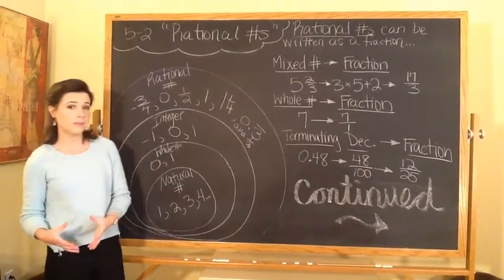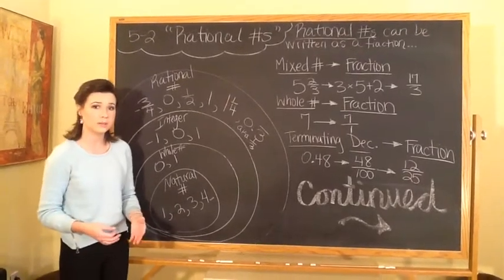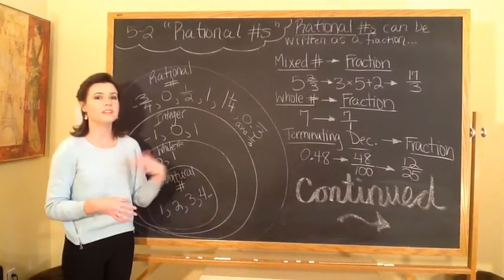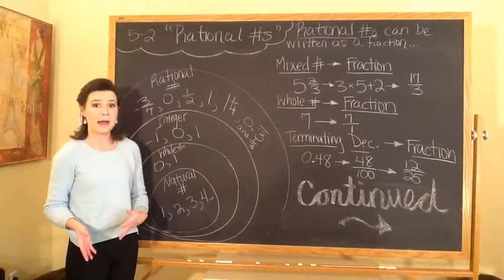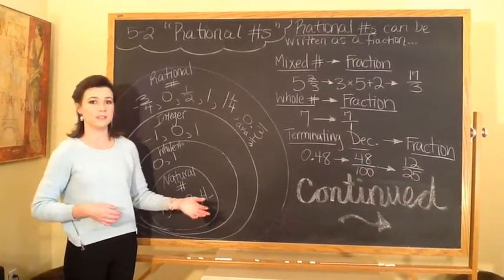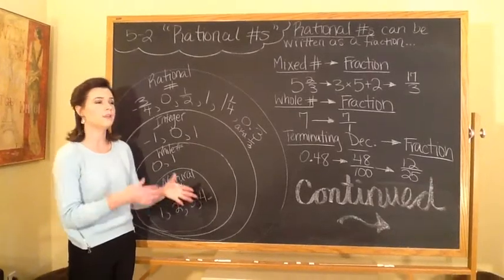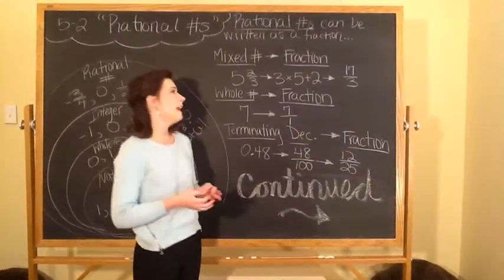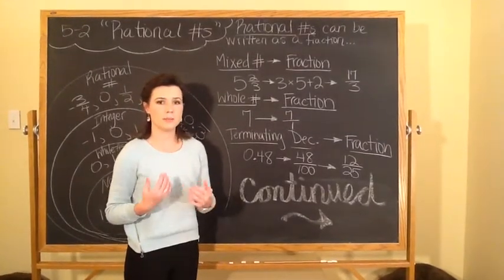Now there is another type of number system, the irrational numbers, and that basically adds in numbers that go on forever but don't repeat. Like pi, that would be a number that goes on forever but doesn't repeat, because it goes on forever without a pattern.